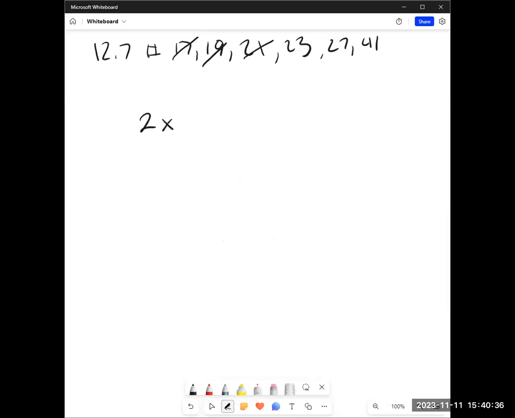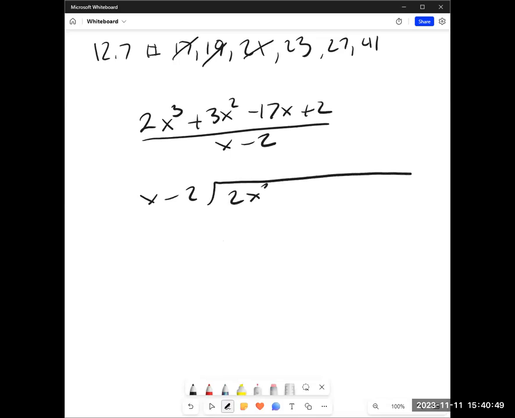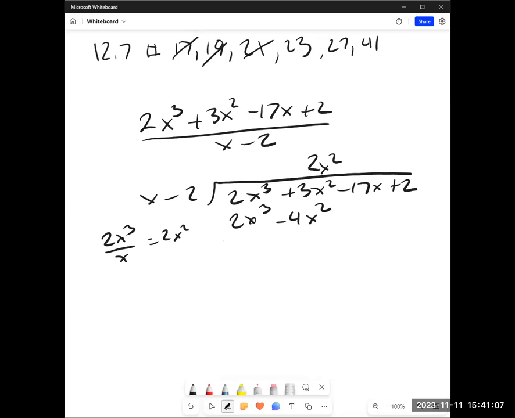The next problem is 2x to the third plus 3x squared minus 17x plus 2 over x minus 2. X minus 2 goes on the outside, and 2x to the third plus 3x squared minus 17x plus 2 on the inside. 2x cubed divided by x is 2x squared. Multiply that 2x squared over the entire x minus 2 and change my signs and add.